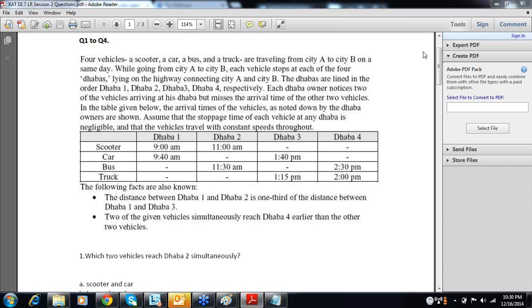Each dhaba owner notices 2 of the vehicles arriving at his dhaba but misses the arrival time of the other 2 vehicles. In the table given below, the arrival times of the vehicles as noted by the dhaba owners are shown. Assume that the stoppage time of each vehicle at any dhaba is negligible, and the vehicles travel with a constant speed throughout. So this is the table that has been given.